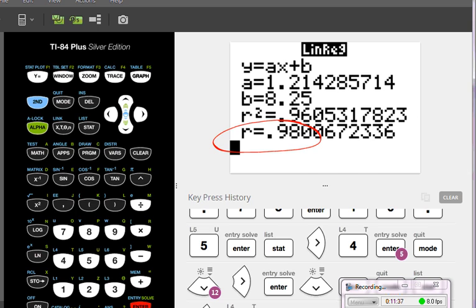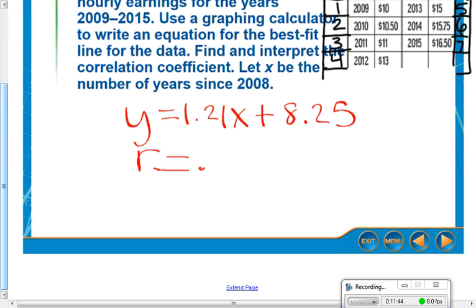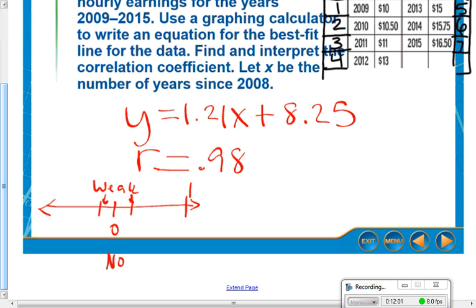Okay? Remember yesterday in class we talked about our correlation coefficient? Okay? So if we're looking at our correlation coefficient, R was equal to 0.98. Remember, we have our little number line, right? 0 means no correlation, right? If it's close to 0, it's probably weak, okay? And if it's really close, the closer it gets to 1, then it's considered a strong correlation, okay?